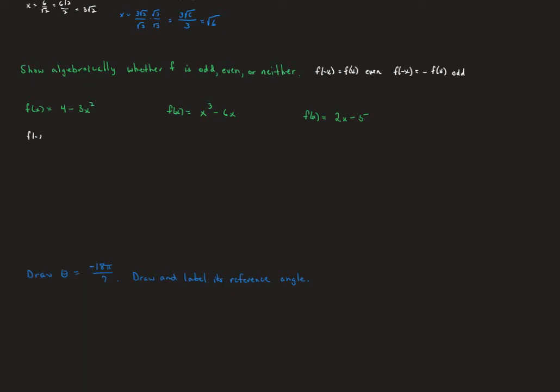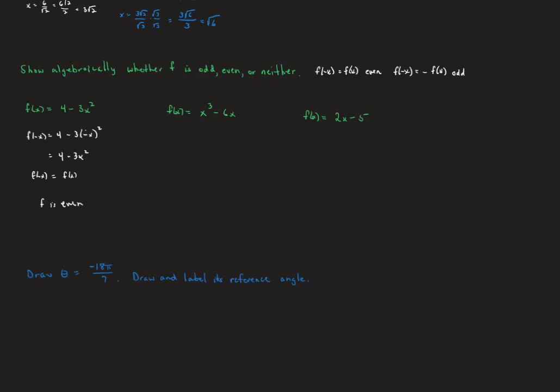So again, we're going to plug in a negative x. So that is going to be 4 minus 3 times negative x squared. Now we're just going to simplify. So the negative x squared is just x squared. So that's going to be 4 minus 3x squared. That looks exactly the same as our f of x, our original. And so we see that f of negative x is equal to f of x. That means f is in fact even.